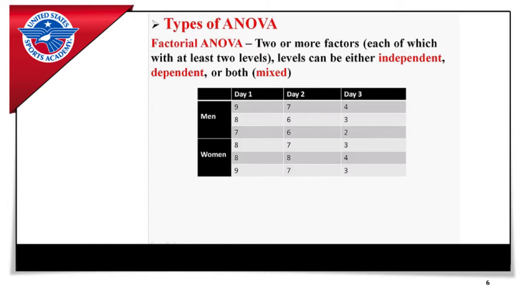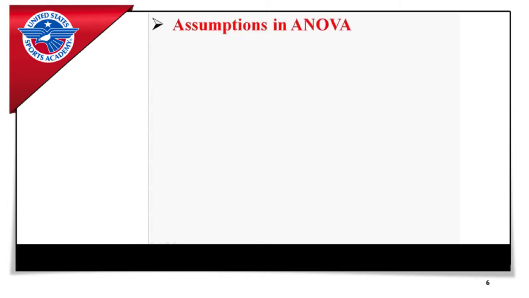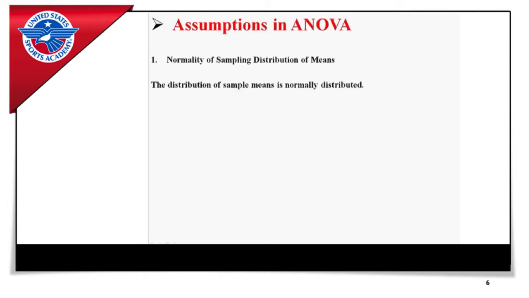That's a factorial ANOVA. Now ANOVA has a few assumptions. The first assumption is normality of sampling distribution of means, meaning that the distribution of sample means is normally distributed. We pretty much always assume this is true, and it's usually not a problem. The second is independence of errors, that error between cases are independent of one another.